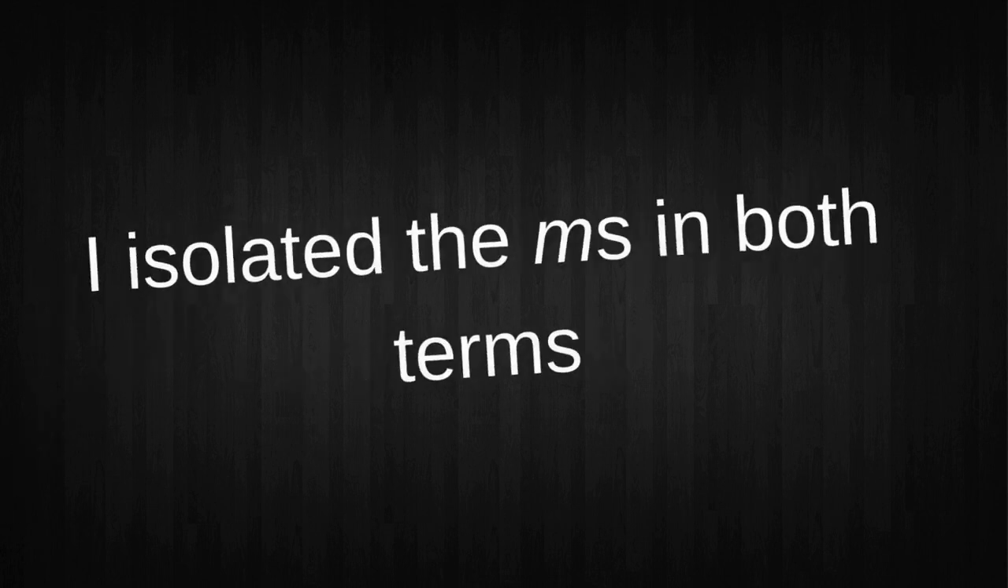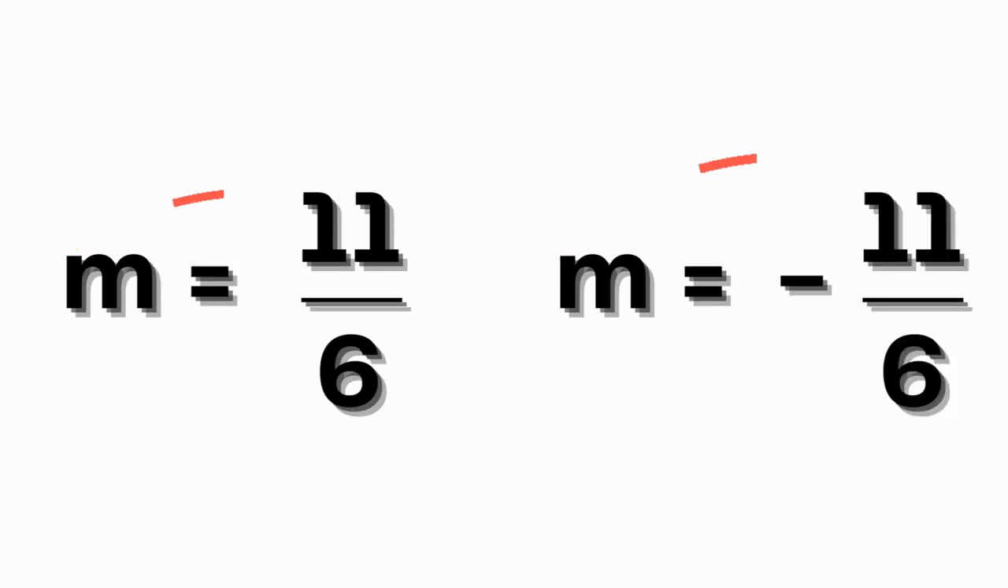To solve the factored equation, both terms will be set equal to 0. Using the zero product property, I isolate the m's in both terms, and my final answer, which are the x's, would be 11 over 6 and negative 11 over 6.